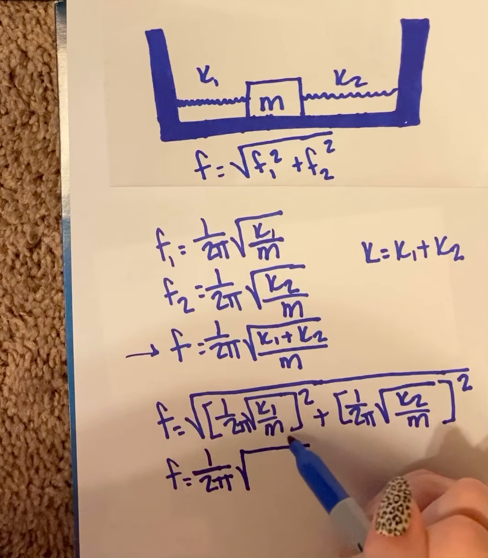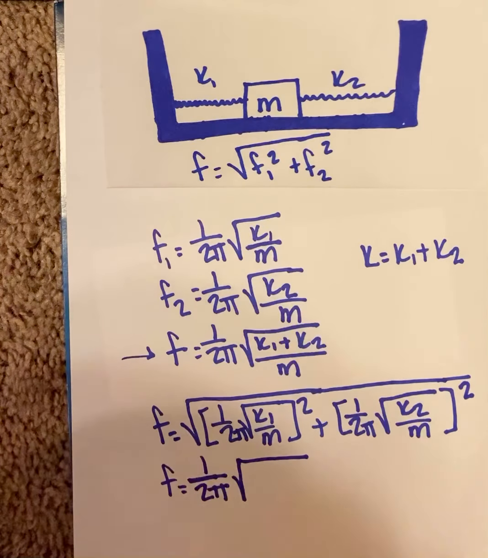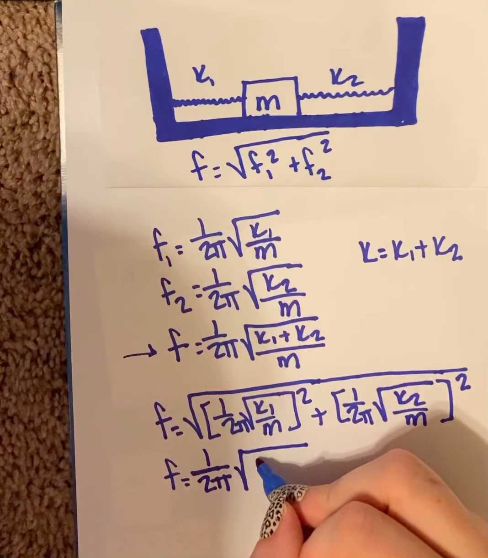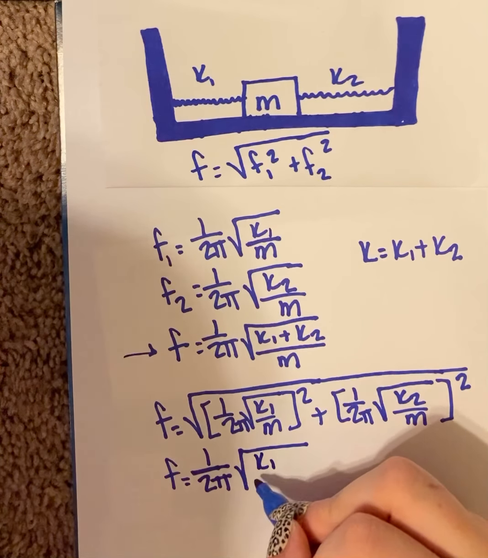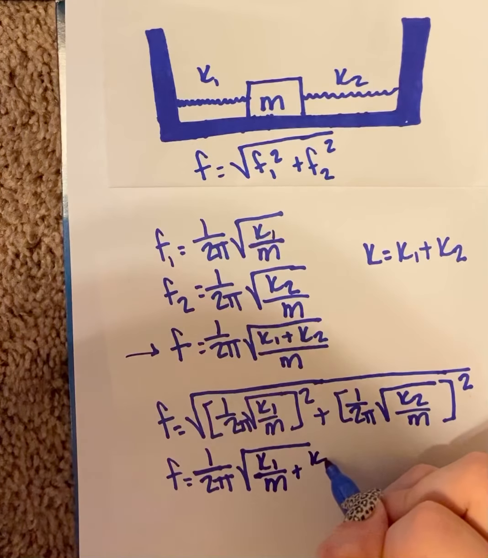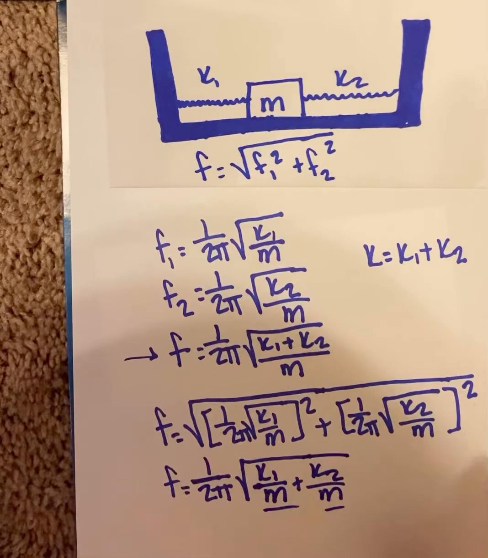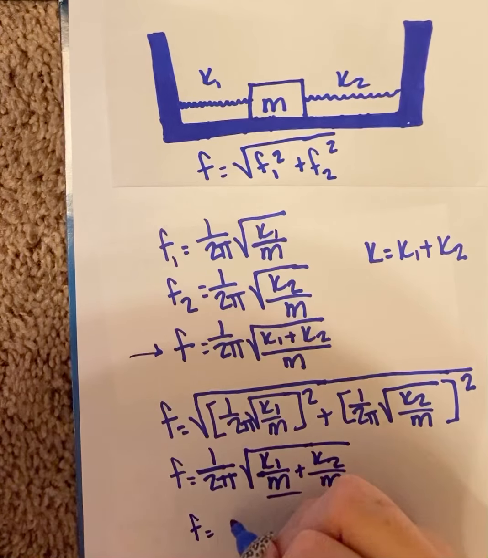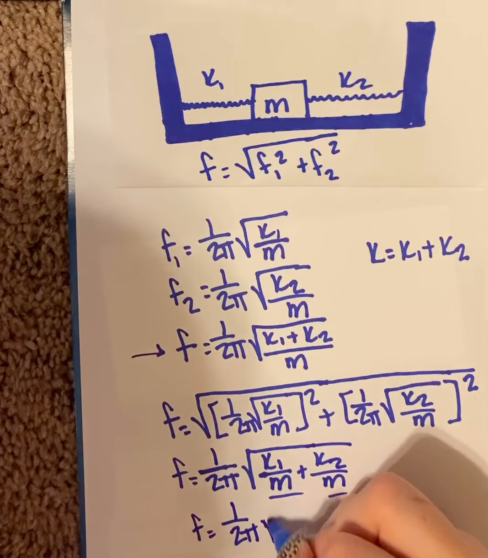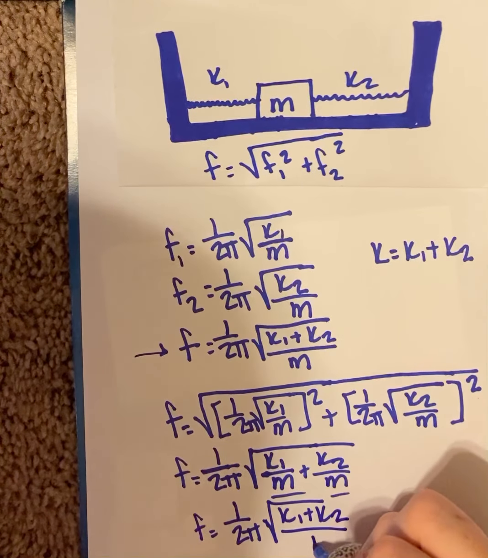Then we have the square root of k1 over m, squared. So anytime you square a square root, it just becomes itself. So k1 over m. Same thing over here, k2 over m. And because these have common denominators, we just combine the two and we get 1 over 2 pi times the square root of k1 plus k2 all over m.